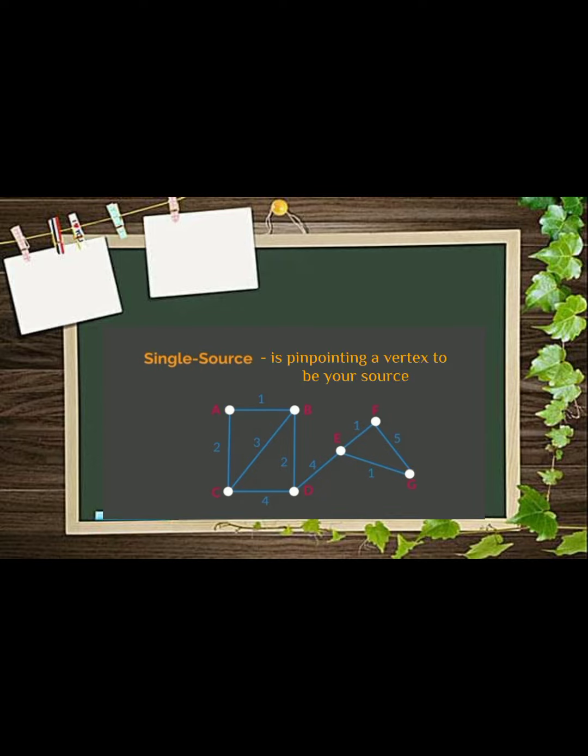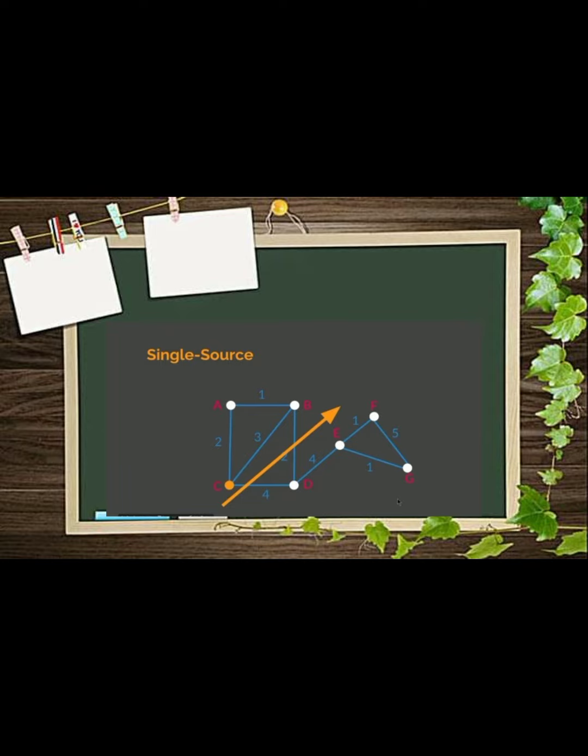However, single source shortest path problem is pinpointing a vertex to be your source and then finding the shortest path from your source to all other vertices. So here, our source is C. I will find the shortest path between C and A, C and B, C and D, C and E, C and F, and C and G. So the paths in the single source shortest path problem will originate from the source and head to the rest of the vertices.